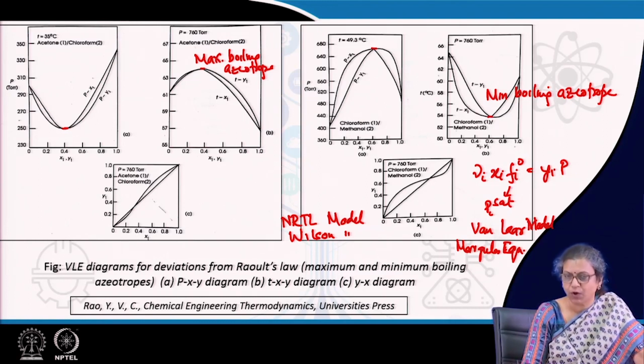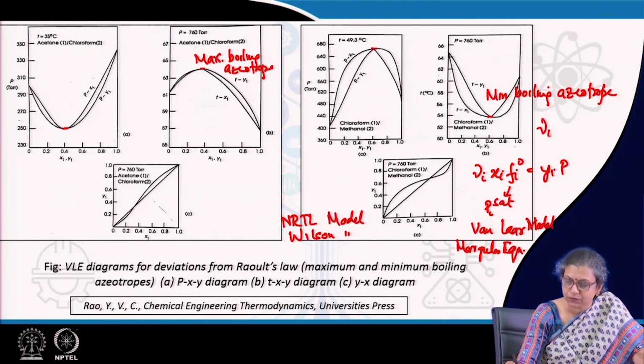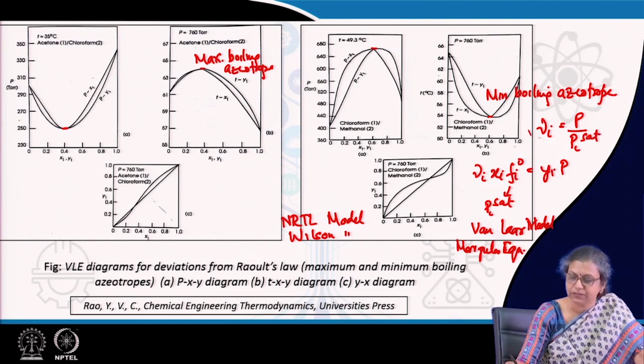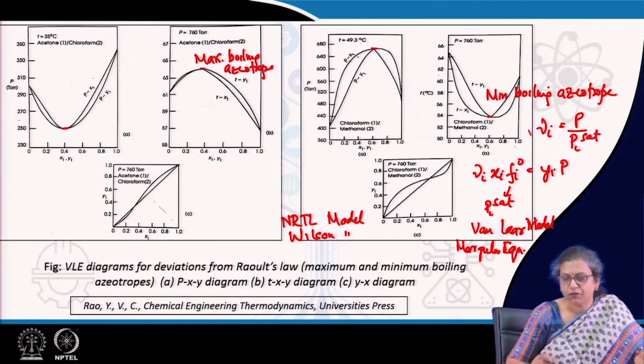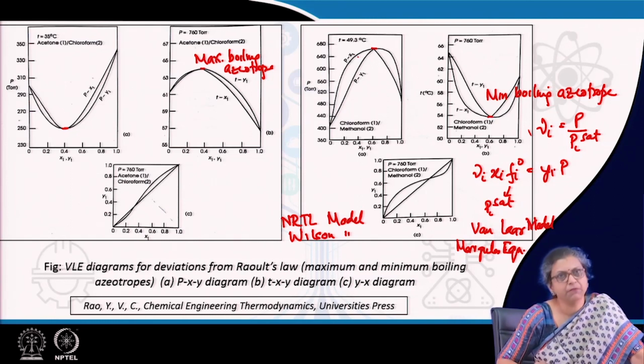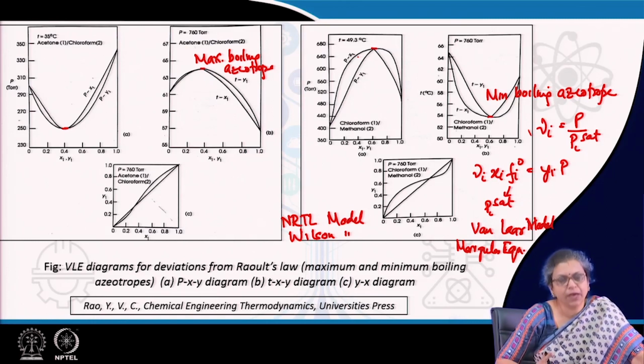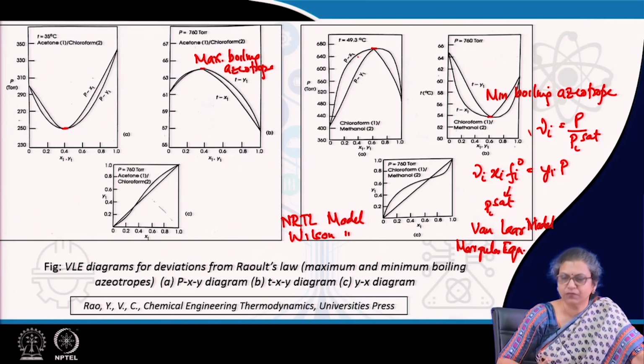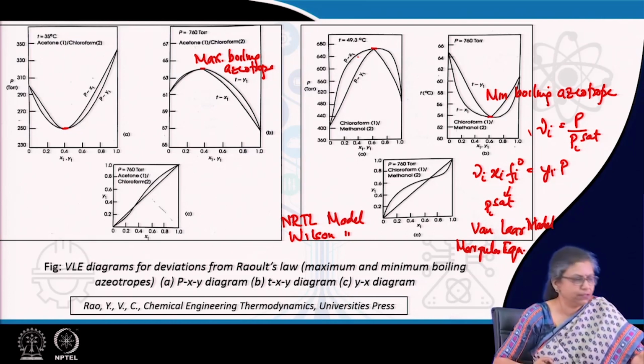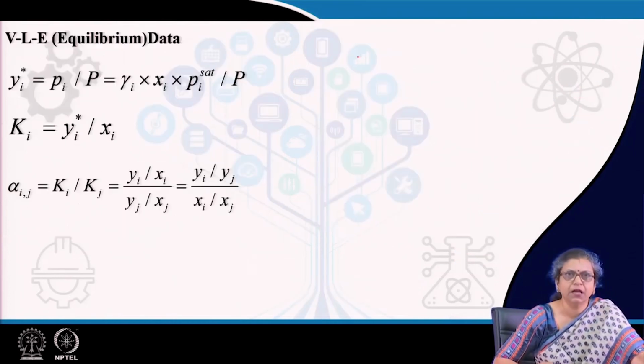And at the point of azeotropy, what happens? xi becomes equal to yi. So under that condition we find that gamma i becomes equal to p by pi sat. Therefore, finding out activity coefficients at the point of azeotropy becomes extremely easy, and it is very important to determine whether we are going to have an azeotrope for two reasons. Moment we have an azeotrope, we cannot perform further separations by distillation, and at the point of azeotropy, we can estimate the gamma i, right.